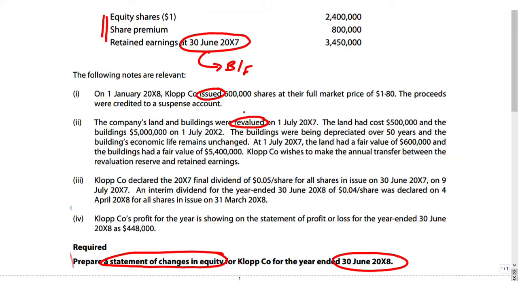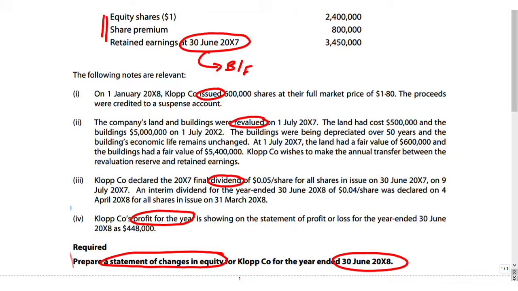Also in part 3, we have bits and pieces regarding dividends, and then what you can see as well is that you're told that Klopp's profit for the year is given at 448,000. So what we'll be looking to do there is add that profit on to the retained earnings, and then we'll be deducting any dividends.